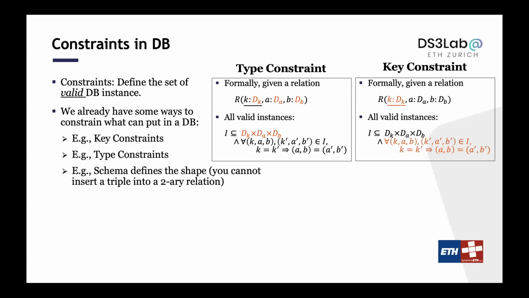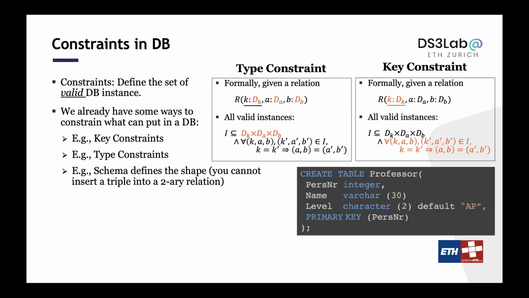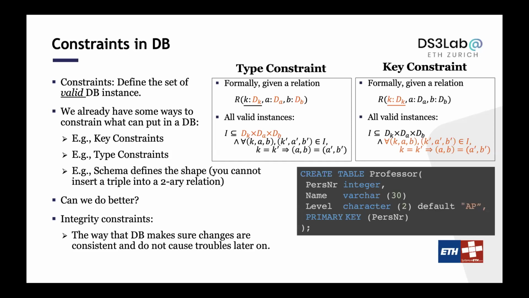So we talk about all these different ways to introduce constraints. And in this lecture, we are going to do more. We are going to talk about other types of constraints that you can specify in your database system to really constrain your data. This is a set of constraints that we call integrity constraints. They are the way that the database makes sure all the changes you make to your data, either by loading or updating it, are consistent with your constraints, and do not cause troubles later on in your applications.